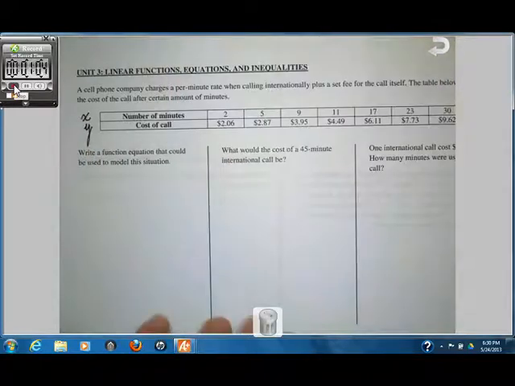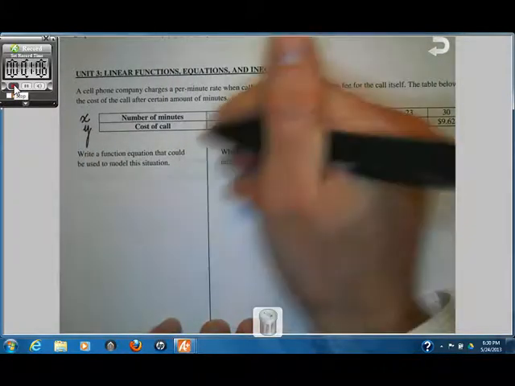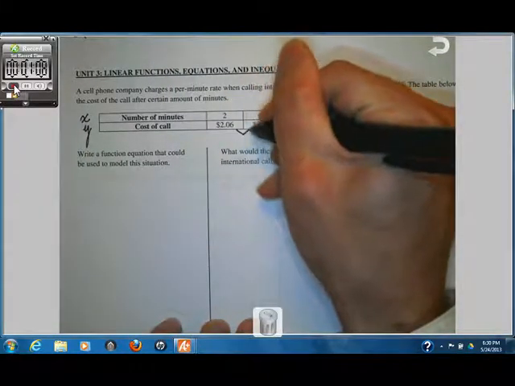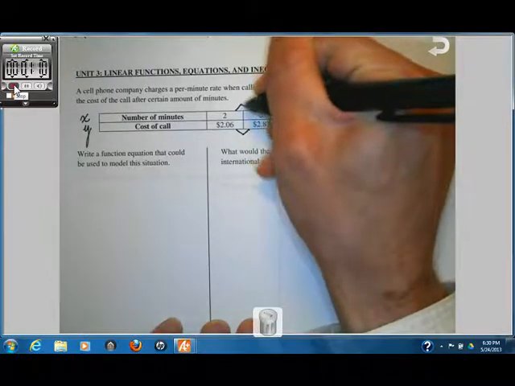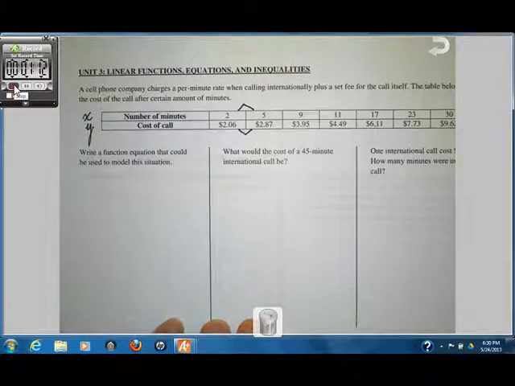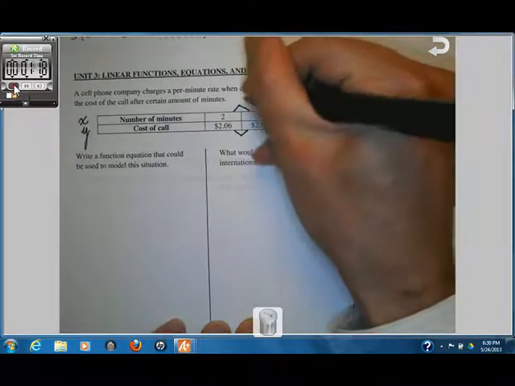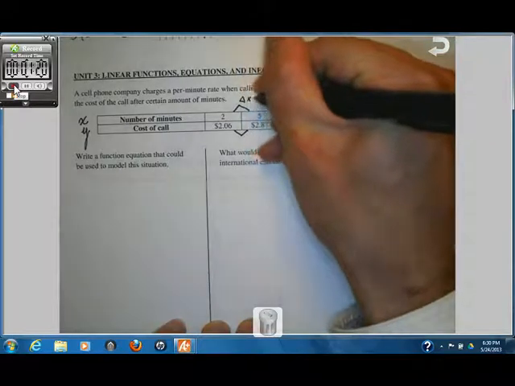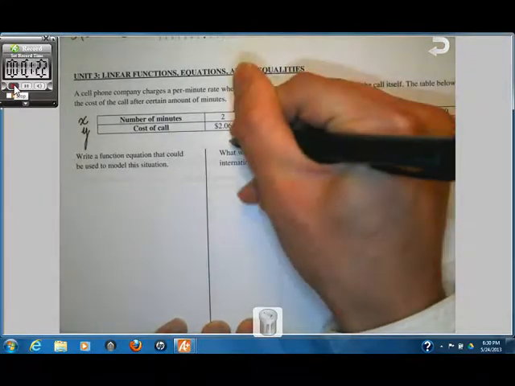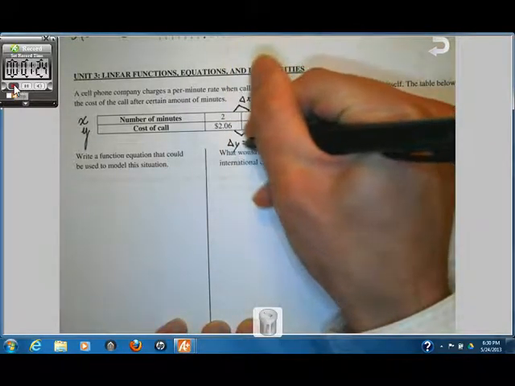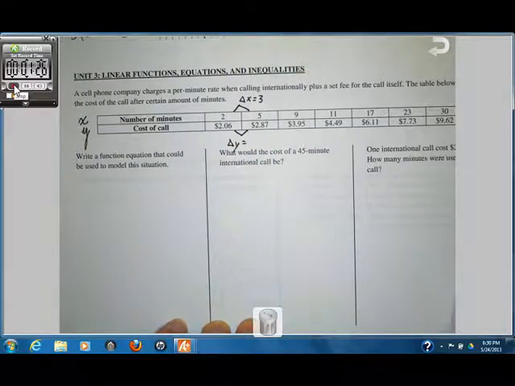Okay, that being said, we need to identify our change in y and our change in x. Well, our change in x is relatively simple. The difference between 2 and 5 is 3. If we can't do that, we have all sorts of trouble. So change in x is equal to 3. Here we have our change in y. Again, a simple act of subtraction is 81 cents.